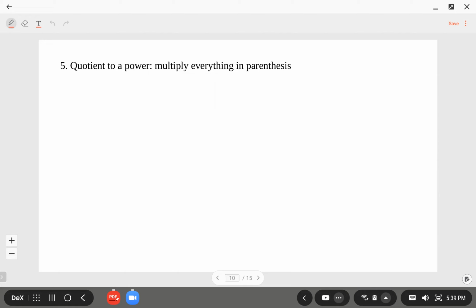So our fifth property, what is that? That is going to be quotient to a power. The same thing as product to a power. Product to a power, multiply everything in parentheses. Quotient to a power, same thing. What do you have here? 2x over, let's say 2x over 3 or something like that. Multiply everything. Let's say that's to the third. Multiply everything. What is 2 to the third power?